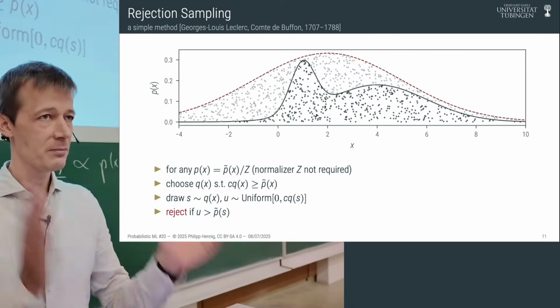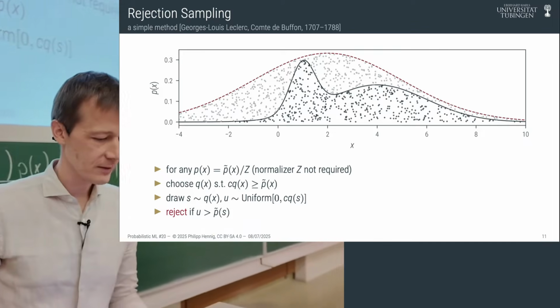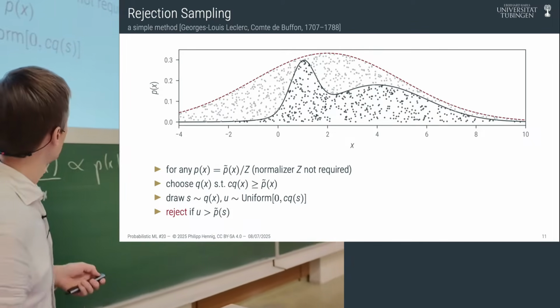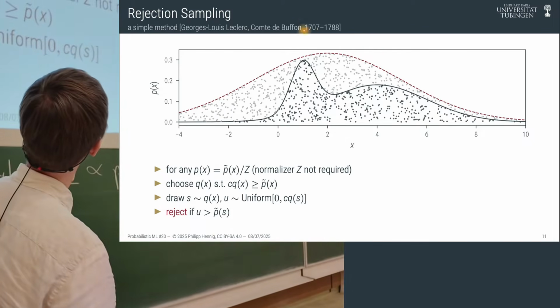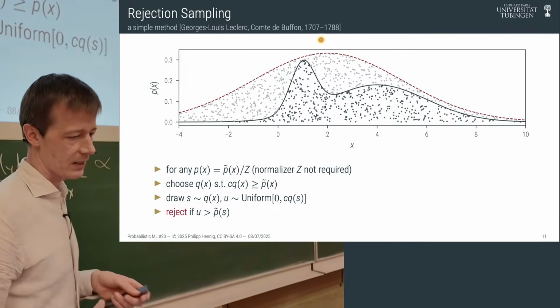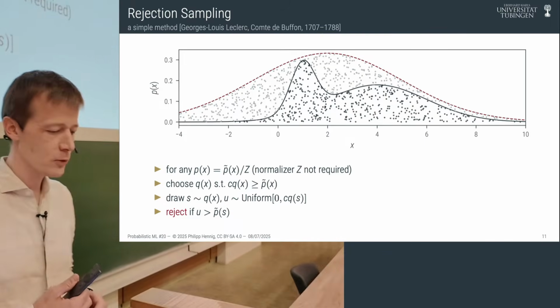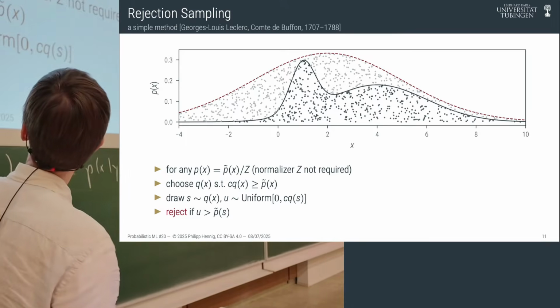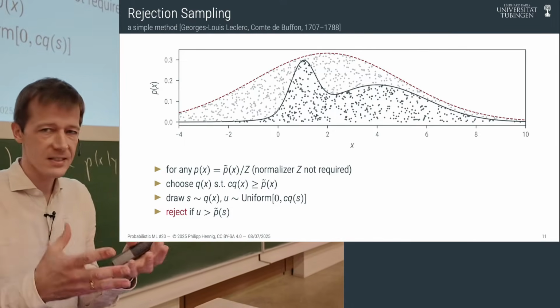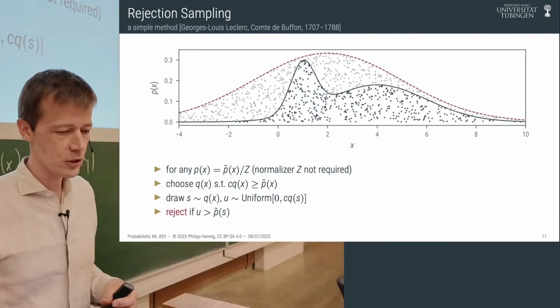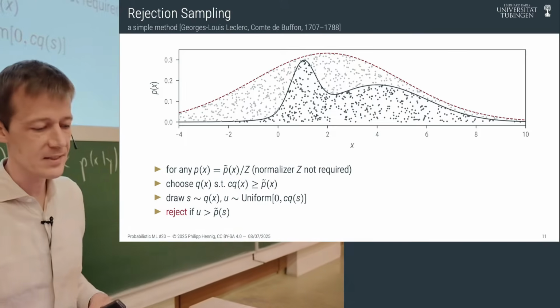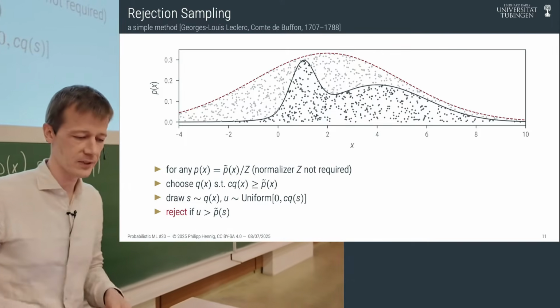That's one of the most basic Monte Carlo methods. It was invented actually a very, very long time ago already, 17-something, by Georges-Louis Leclerc, Comte de Buffon. And it's so easy to think about that I can just show you a picture. And then you can immediately see how it works and why it doesn't perfectly work well.